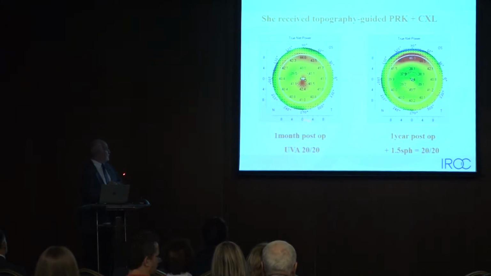It was not bad. At the 1-month follow-up, that lady was so happy. But then the action of the cross-linking started, making it flatter, and at 1 year she was a plus 0.5, and at 3 years she is a plus 2.5. So the cross-linking is something that goes on, and maybe is a negative side effect for the PRK. We have to have in mind that those two things may counteract.